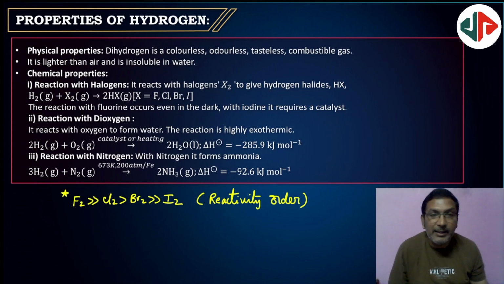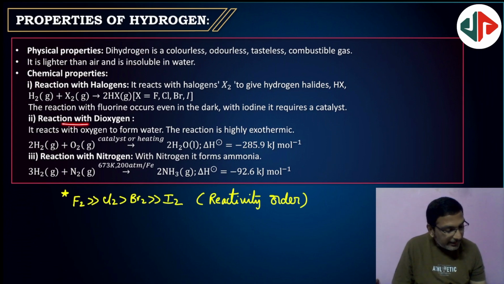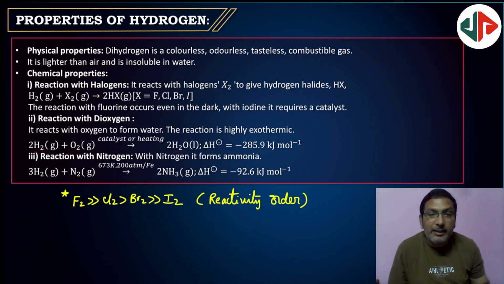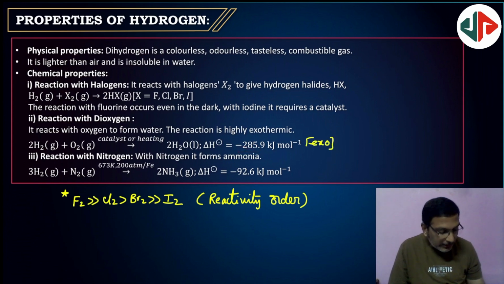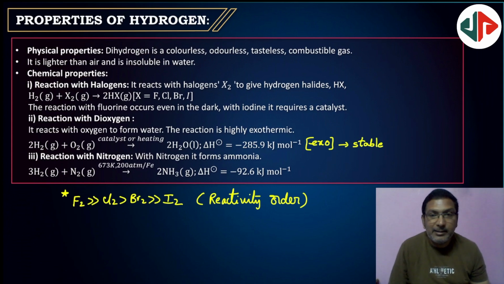Fluorine is most active even in the dark. So I2 is a very slow and reversible reaction. Next, reaction with dioxygen. That means H2 combines with O2 to form H2O in the presence of a catalyst or heating. So delta H is minus 285, an exothermic process. Water is an exothermic product which is stable. Exothermic products are highly stable.